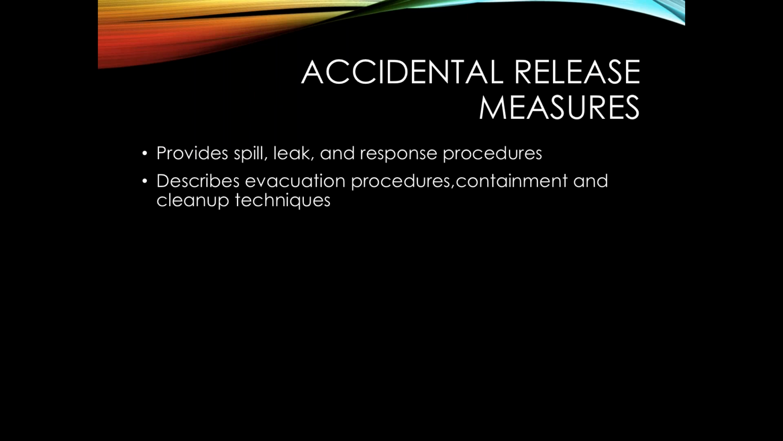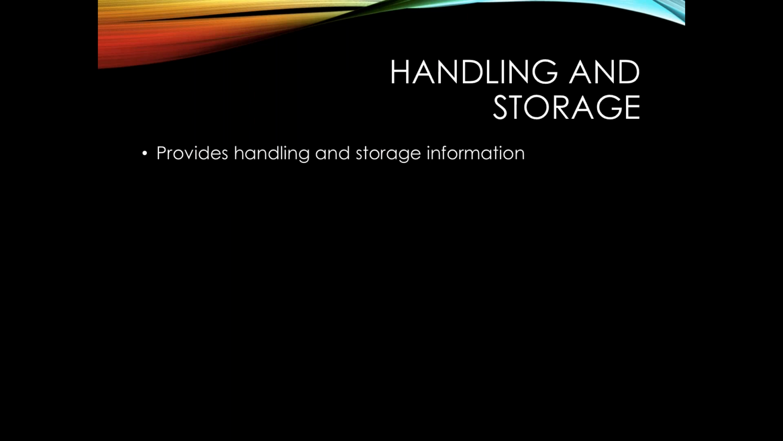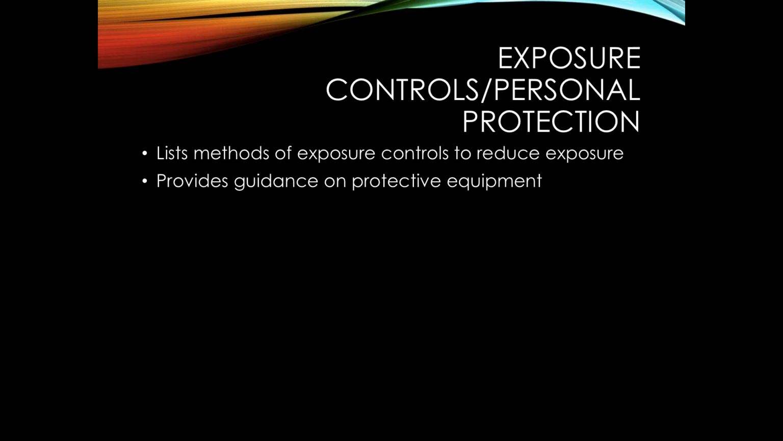Accidental release measures provide spill, leak, and response procedures initially, and then we look at our emergency response guidebook for the initial isolation and then long term, whether it be day or night. We'll talk about that later on. And then it describes evacuation procedures, containment, and cleanup techniques. How to handle it. Exposure controls lists methods of exposure controls to reduce exposure and provides guidance on the protective equipment that you need.